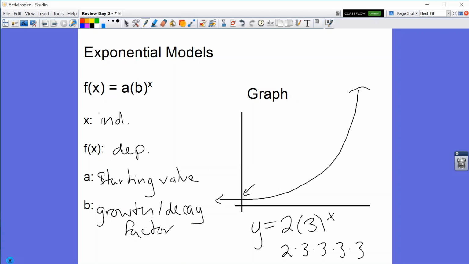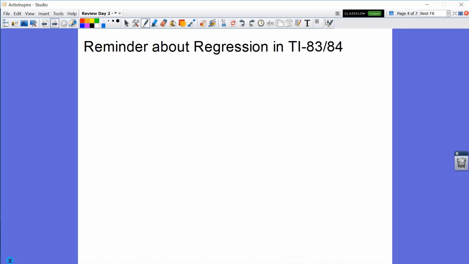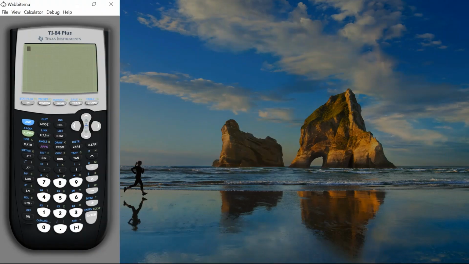All right, so we learned that if we were given a set of data, we were able to find linear or exponential regression using our TI-83 or TI-84 graphing calculator. So I want to do a quick reminder of what that looks like. In your graphing calculator, we went to Stat and Edit, and then you would type in your data. I'm just going to do some random numbers so that it'll give me something. So like this.